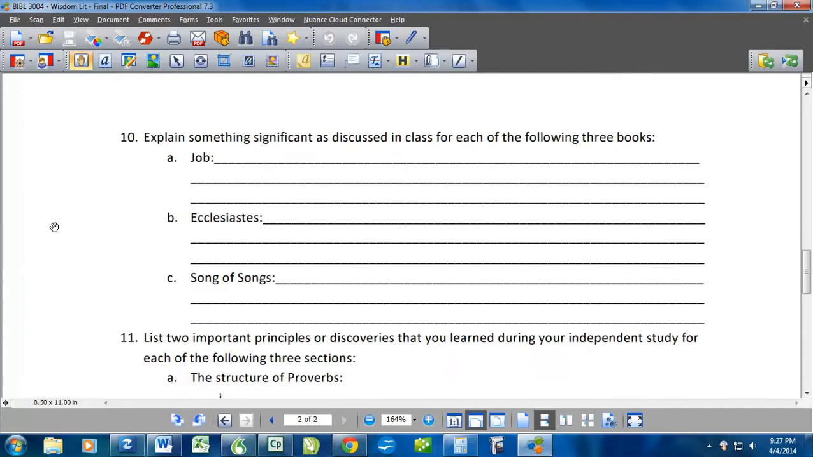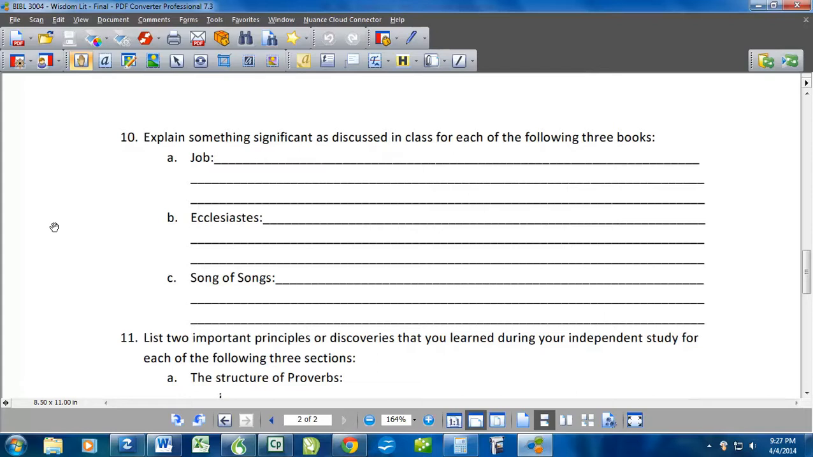Number 10, explain something significant as discussed in the class for each of the following 3 books. Now, these next 2 questions, 10 and 11, they're both long, right? So when you get to your final, you can park in these and just take your time, but these are the 2 that you'll do on your own. So this one, we did an entire section on other books, an entire video on these 3: Job, Ecclesiastes, Song of Songs. So I'd like you to go back in and have something that stood out to you for each of these 3 books from our class discussion.